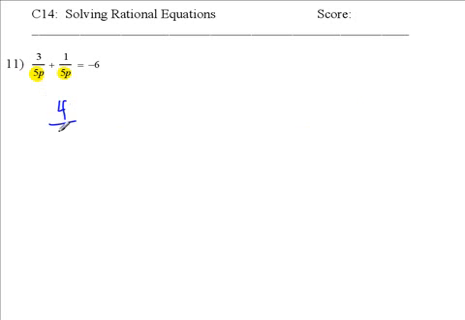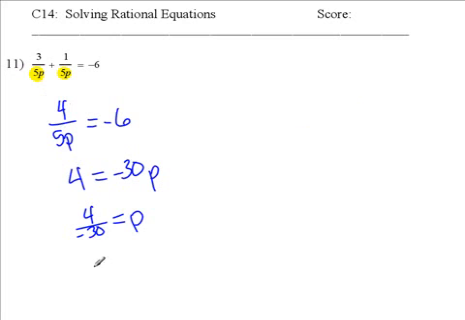This is 4 over 5p equals negative 6. Multiply both sides by 5p, you get 4 equals negative 30p. Divide by negative 30. 4 over negative 30 is p. Therefore, p is what? Negative 2/15, and you're done.